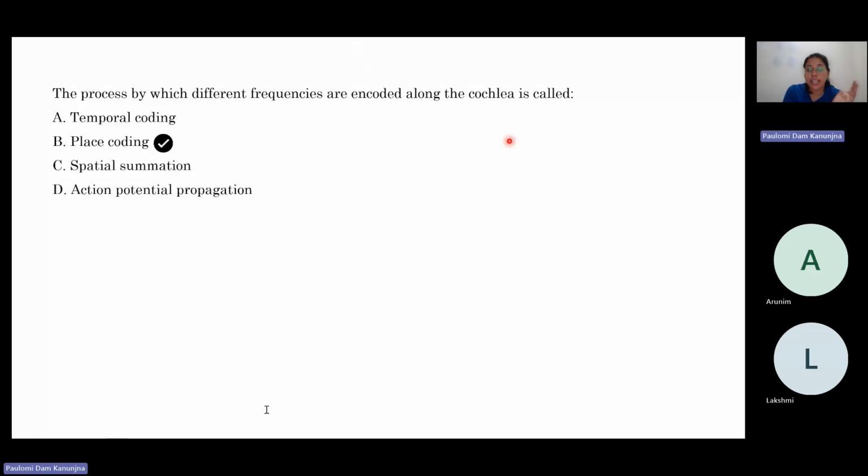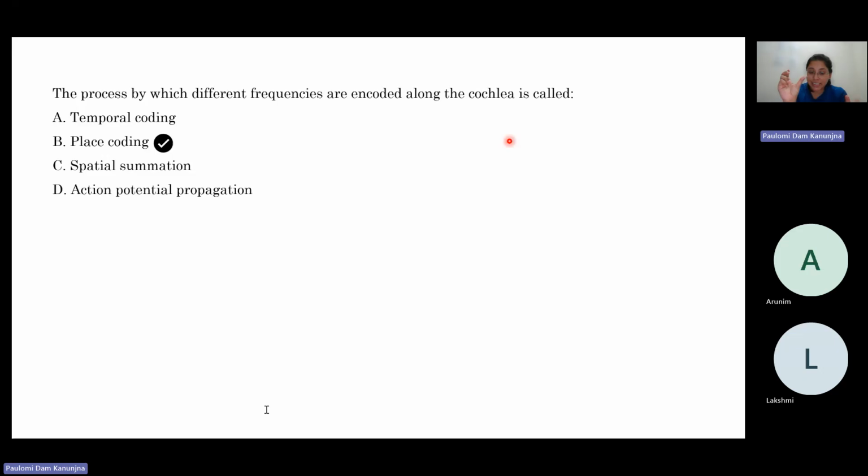You define place coding as a process where different frequencies of sound are encoded by the location of the maximum vibration. So with sound waves coming, wherever the maximum vibration is, you start coding accordingly. This one is giving the maximum vibration, this one the minimum vibration. How does maximum and minimum vibration happen? Remember frequency. If you have a high frequency sound, you will have more vibrations. In comparison, high frequency gives the maximum vibration, which will be near the base of the cochlea, as the professor had spoken about.